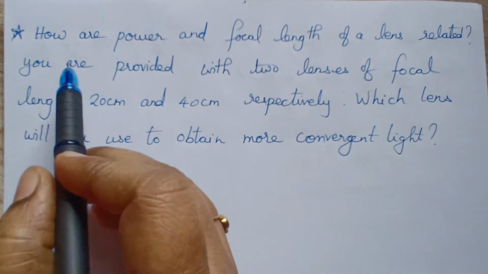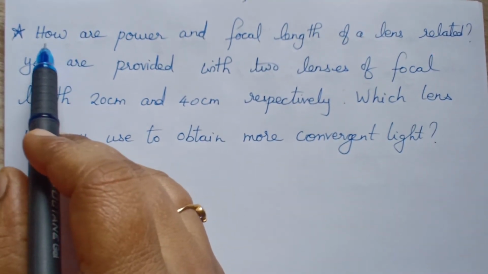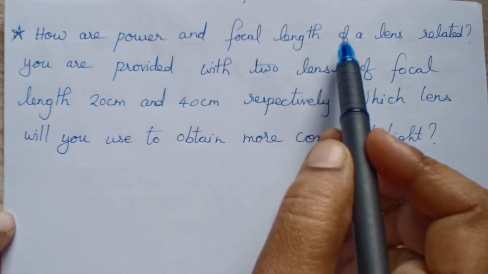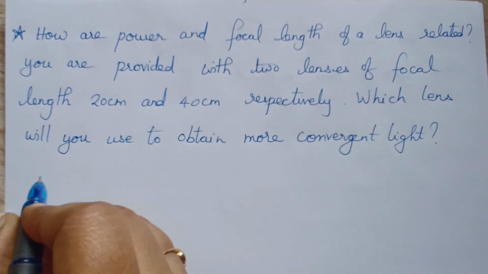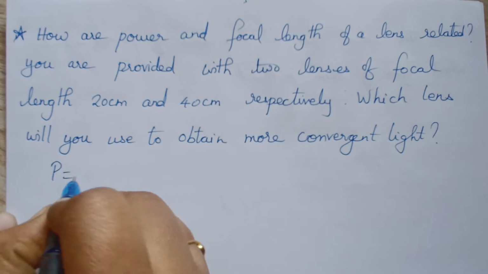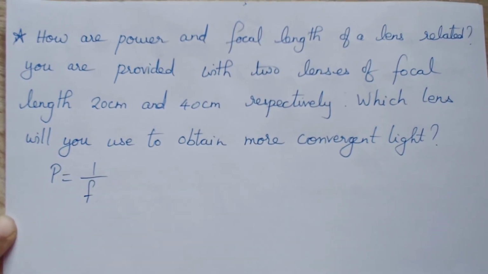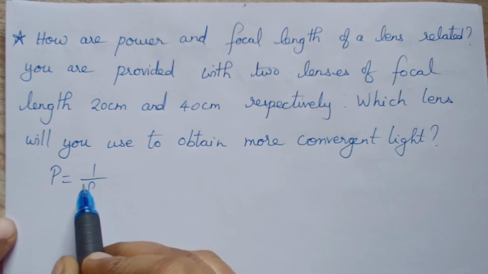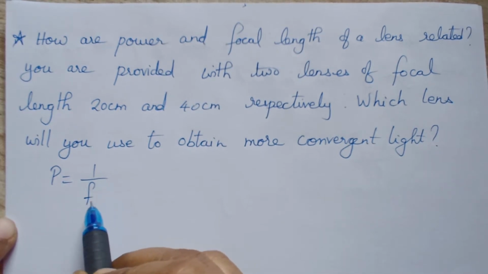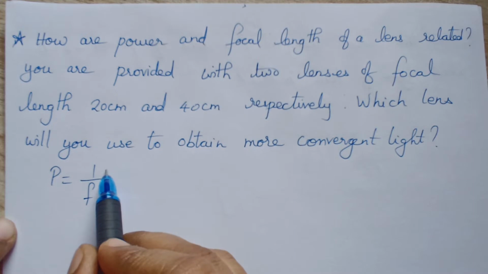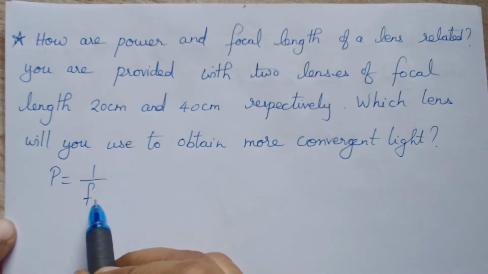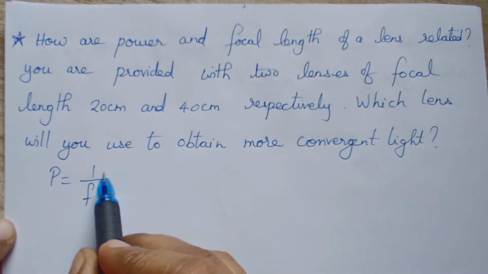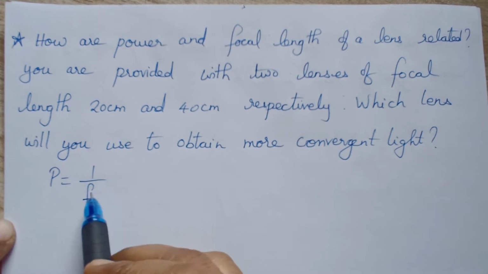So we'll first give the answer for the first question. First part of the question: how are power and focal length of the lens related? You know that power is equal to 1 by f. That means it is inversely proportional. If the denominator is big, you will get a small value, right? If the denominator is small, you will get a big value, right? If you simplify that, okay.